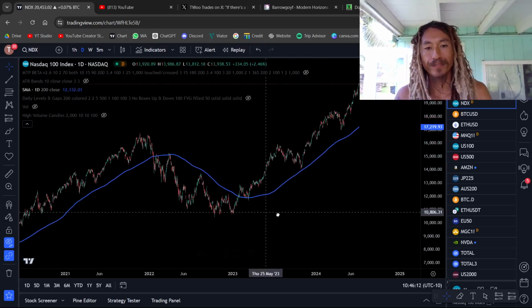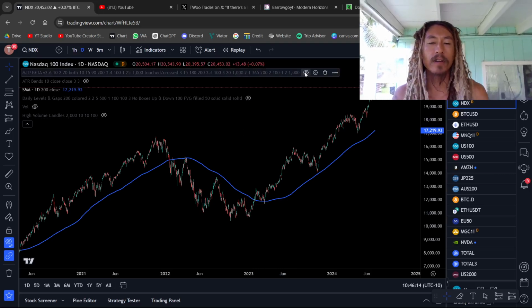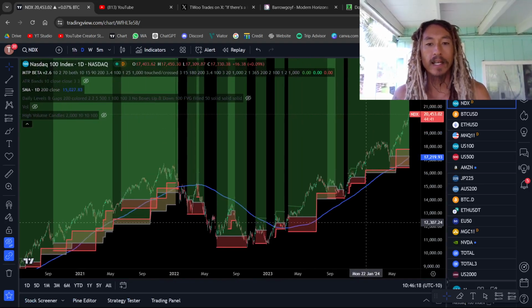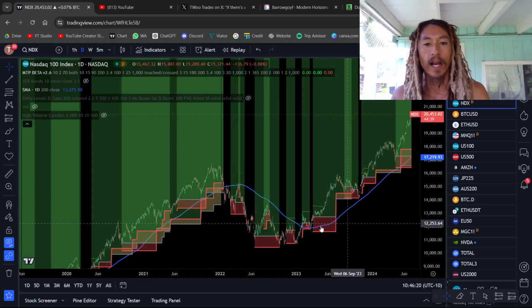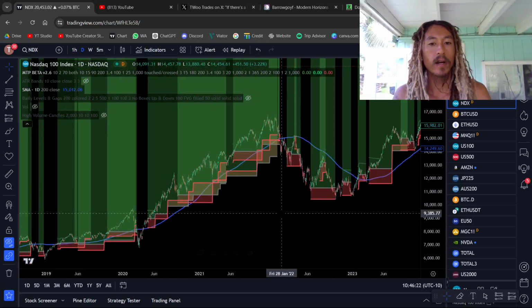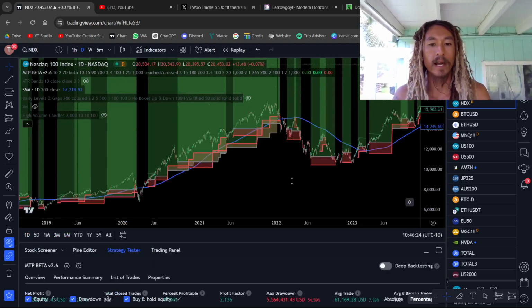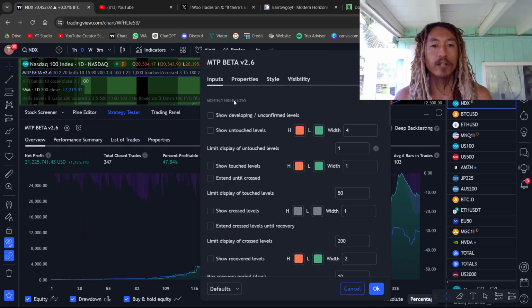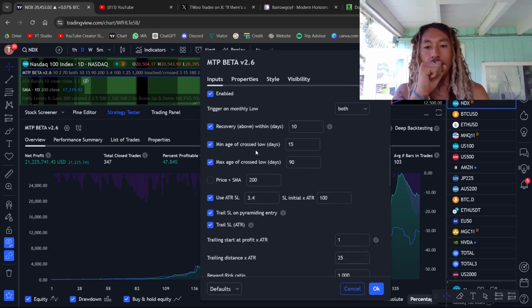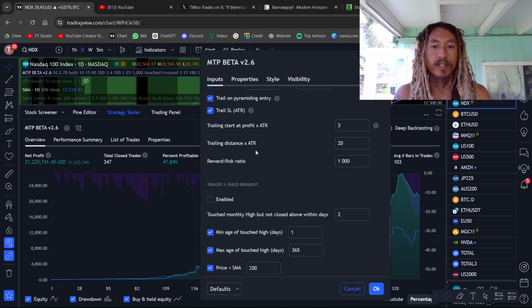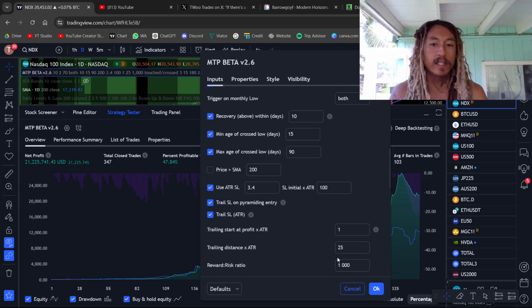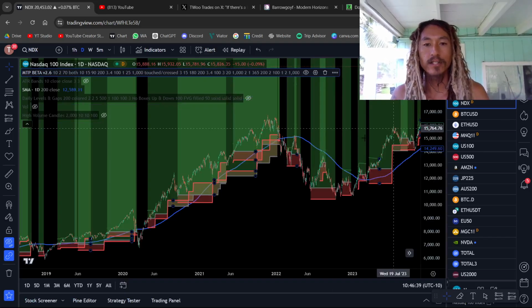So how are we going to do it? I've got a very awesome gadget here. It's called Micro Timing Pro, and it is an indicator. The indicator comes with computer backtesting, and it comes with many bells and whistles, knobs that we can turn. Look at all these adjustments we can make for the different assets, and one of them is a 200 SMA filter. So let's check it out.